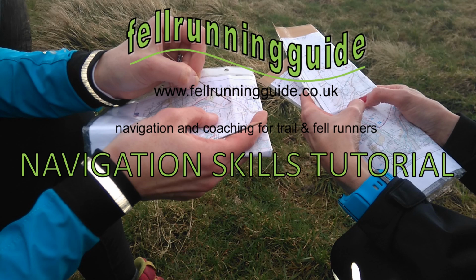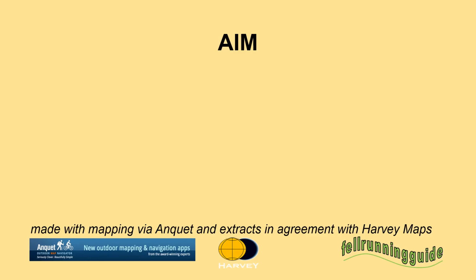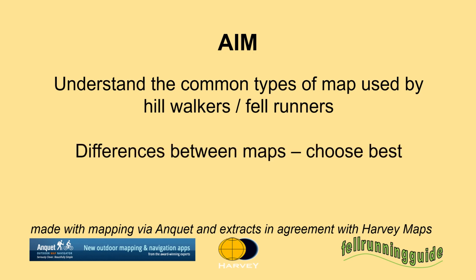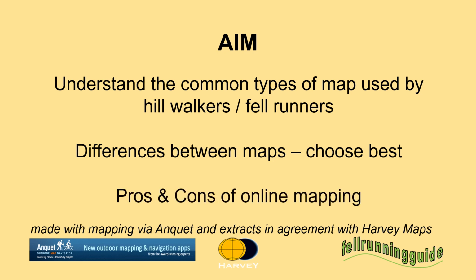And this tutorial is about types of map. The aim of this tutorial is to help you understand the common types of map used by hill walkers or fell runners, to understand the differences between the maps and choose which is best for you based on the activity that you're going to be doing. And we'll also look at the pros and cons of using online mapping as opposed to traditional map and compass. I've made the tutorial with Anket mapping software, and the extracts taken from it are in agreement with Harvey maps.